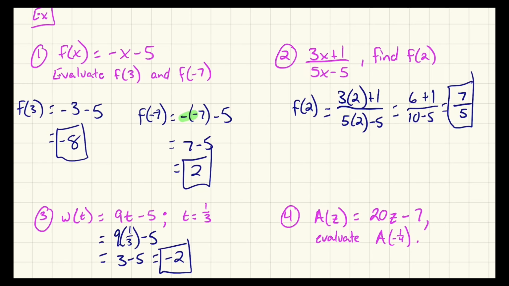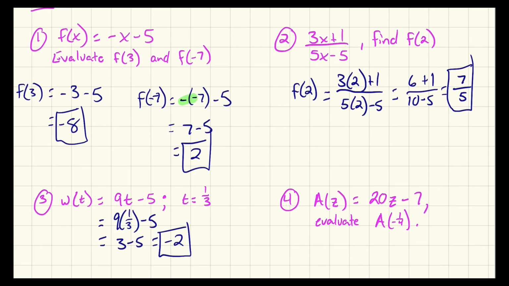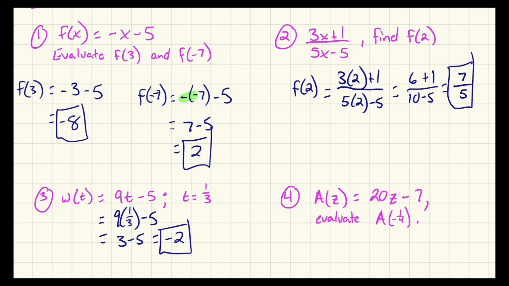All right, the last one says a of z is equal to 20z minus 7. Evaluate a of negative 1/4. So again, same type of problem. A of negative 1/4, we're going to plug in negative 1/4 anywhere there was a z in the original problem. So 20 times negative 1/4 minus 7. 20 times negative 1/4 is negative 5. Negative 5 minus 7 is negative 12.